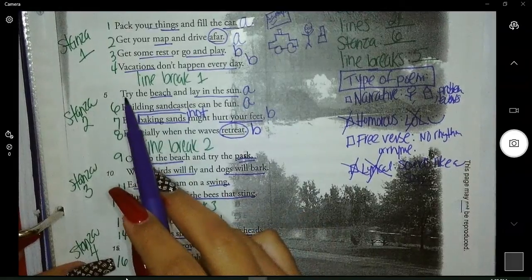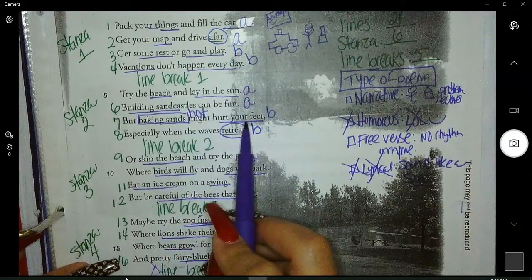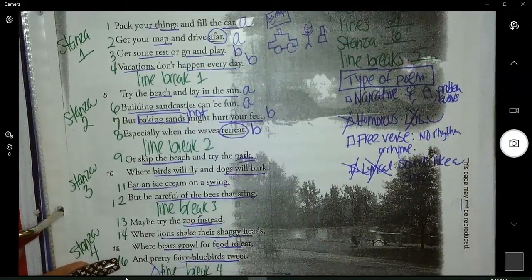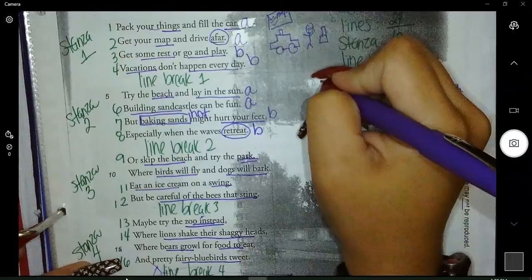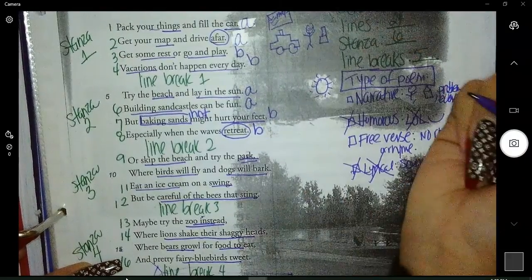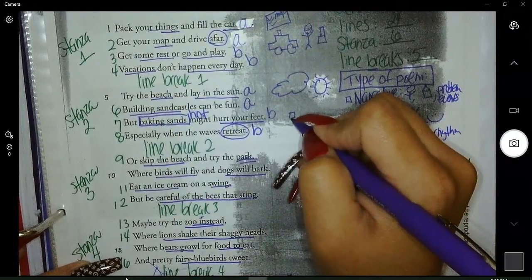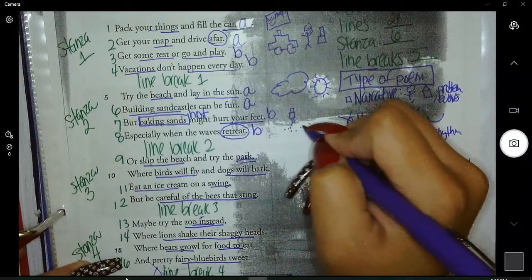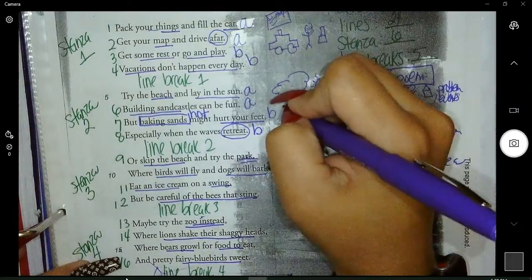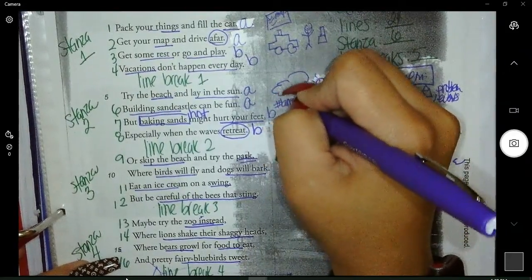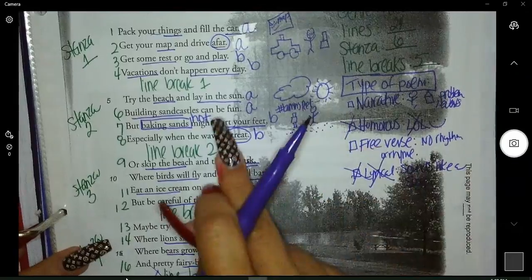And stanza 2 was saying, try the beach and lay in the sun. Building sandcastles can be fun, but baking sands might hurt your feet, especially when the waves retreat. So boys and girls, what do you see in your head when you close your eyes? You can see the sun. So I'm going to draw here a little sun. Remember, they're at the beach. Maybe you were building a little sand castle, and then all the little sand. And I know it's very, very, very hot, so my feet might be burning. So I'm going to put here hashtag burning feet. So it's just a quick hashtag that tells me what this stanza was about.